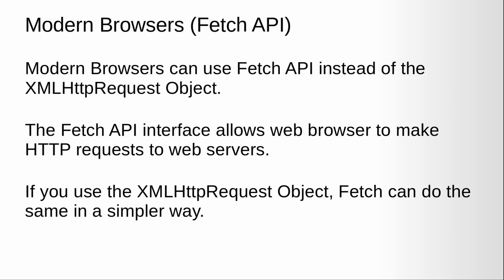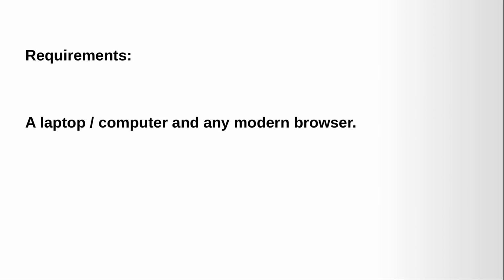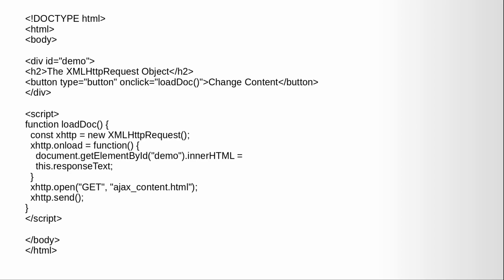In modern browsers, JavaScript has introduced the Fetch API. Modern browsers can use the Fetch API instead of the XMLHttpRequest object. The Fetch API interface allows web browsers to make HTTP requests to web servers. If you use the XMLHttpRequest object, Fetch can do the same thing in a simpler way. To go through this training, you need a laptop or a computer with any modern browser.